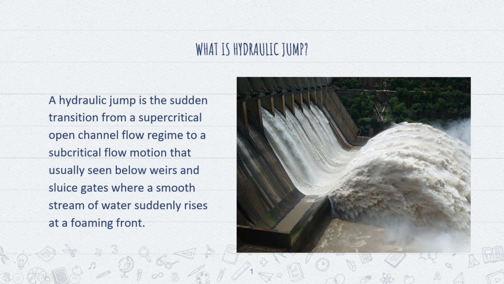Hello everyone. For today we are learning about hydraulic jump. So what is hydraulic jump? A hydraulic jump is a sudden transition from a supercritical open channel flow regime to the subcritical flow motion that is usually seen below weirs and sluice gates, where a smooth stream of water suddenly rises at a forming front. So, hydraulic jumps are commonly experienced in rivers and canals, in industrial applications and manufacturing processes, as well as in the kitchen sink too.